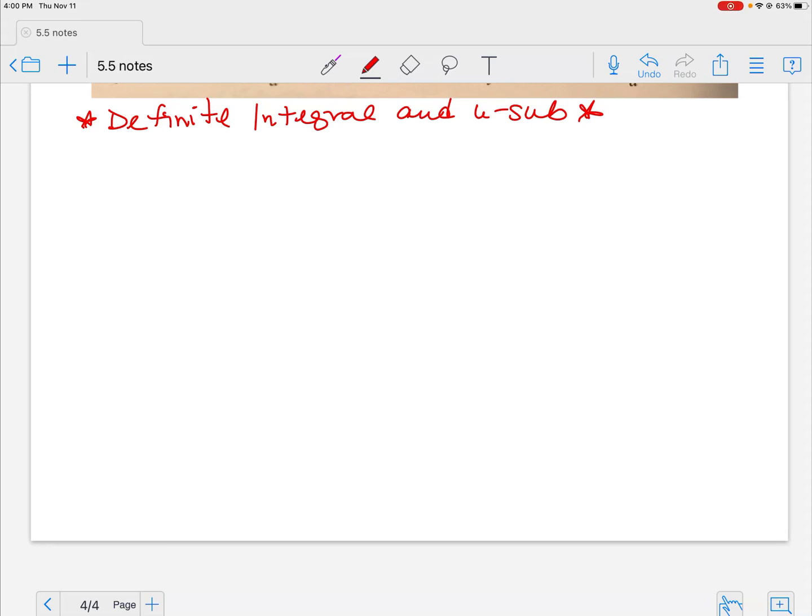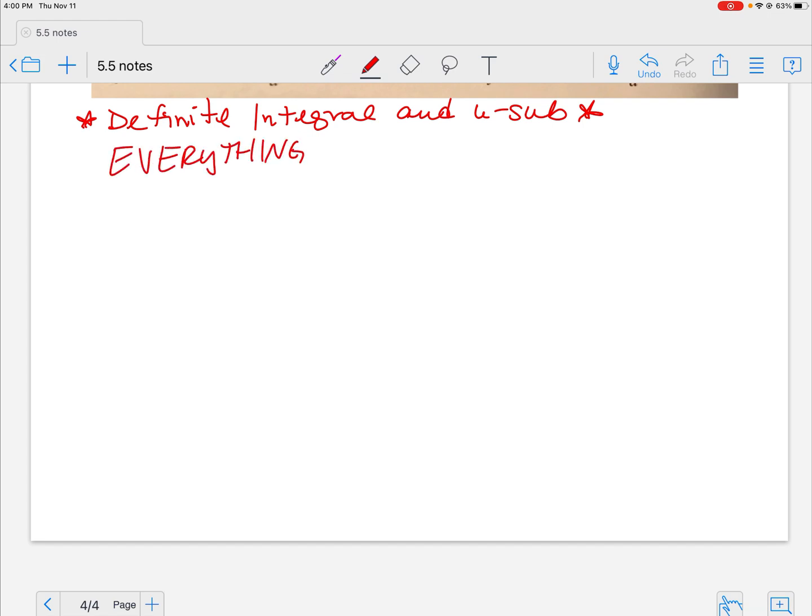Okay, we've looked a lot at indefinite integrals with our u sub. Well, we can do a u sub when we have a definite integral also. Cool, right? The same thing holds true. Remember we talked previously that anytime you do a u sub, everything has to be in terms of u. That includes the bounds.